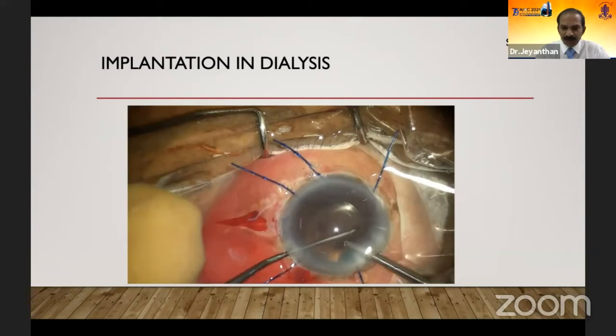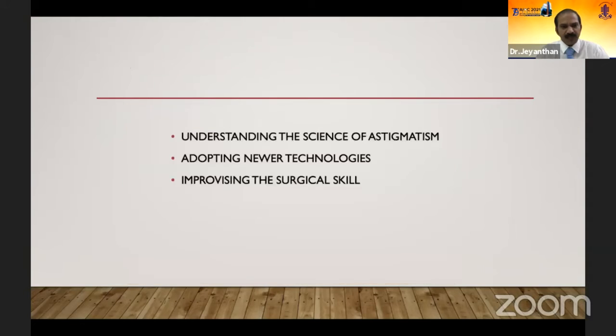The point to remember here is to make sure the bag is completely stable before you implant the IOL. And after removing the hooks, hydrate all the wounds, make sure the wound doesn't leak, and that there's no collapse of the anterior chamber immediately postoperatively, because the toric IOL is going to rotate. Okay, so understanding the signs of astigmatism, adapting the newer technologies, and improving the surgeon's skill will definitely make sure the toric IOL outcomes are much better even in special situations. Thank you.